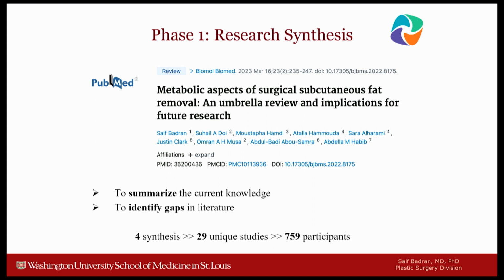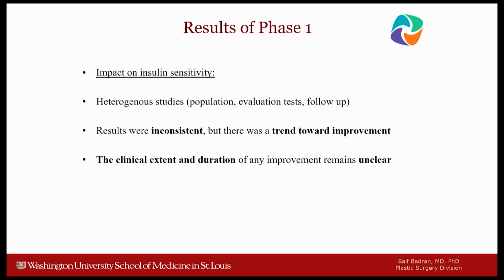Basically, it's a systematic review of previous systematic reviews and meta-analyses, trying to understand what is currently known about the metabolic changes after body contouring surgeries. And we found that these changes are categorized into 3 aspects. First, which is most important, is the impact of these surgeries on insulin resistance. Most of the studies were inconsistent in their findings, and there was a trend toward improvement in insulin resistance. However, they did not report the magnitude of this change and for how long.